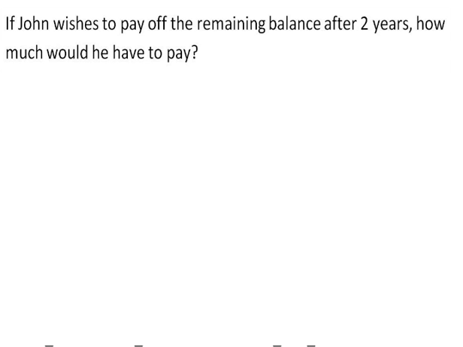Now from our previous example, let's suppose that John wishes to pay out the remaining balance after 2 years. And we want to know how much is the remaining balance, how much would he have to pay? So for this example, the payment amount that we figured out previously is 158. The total number of payments was going to be 48, but X is the number of payments he's already made. Well, he's already made 24 payments because after 2 years. And then the interest rate per period is still 0.01.